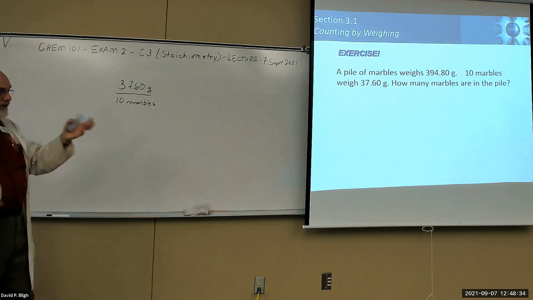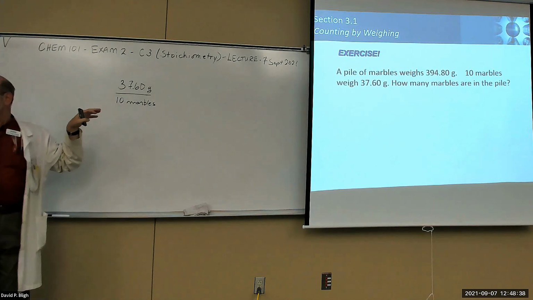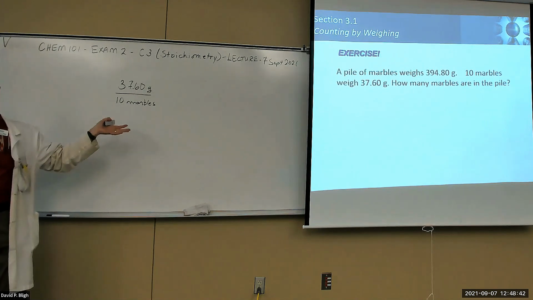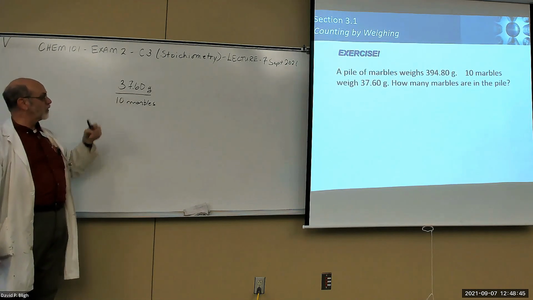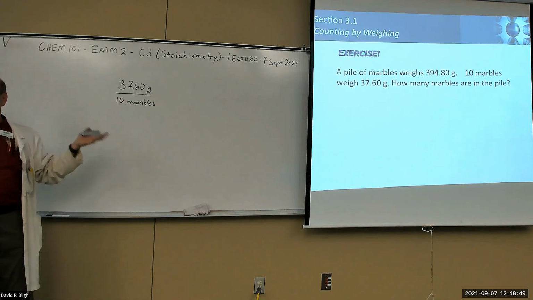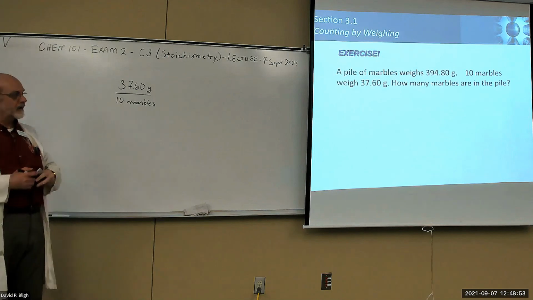Now, the way the author set it up and the way the slide presents it, you first have to find the average mass. You don't have to do that. You can, I mean, it's valid. That would tell you how much each marble weighs, 3.760 grams per marble, which is okay. But you don't have to do that. This is your conversion factor.